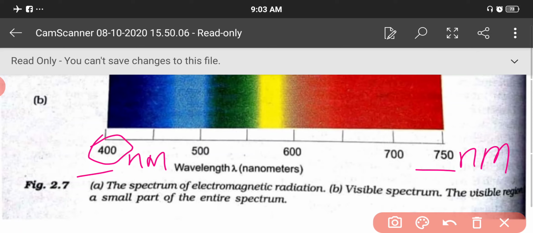Okay, means VIBGYOR, we know violet, indigo, blue, green, yellow, orange and red. Okay, the wavelength of red region is highest, 750, and wavelength for violet is lowest, that is 400 nanometer.